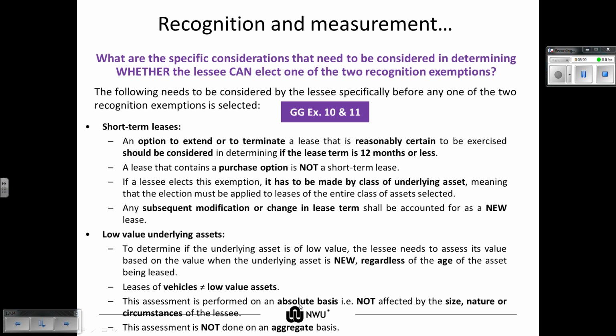Here it is on an asset by asset basis. So it's not done on an aggregate basis. It's also performed on an absolute basis, so it's not affected by the size, nature, or circumstances of the lessee. We won't take into consideration, for example, materiality. Maybe the asset is material in terms of the lessee's financial statements. However, we do not look at that. We look at what the standard is saying, what is low value or not.